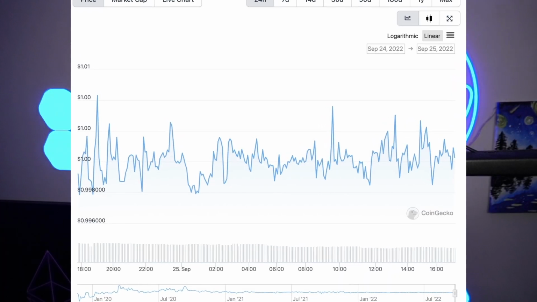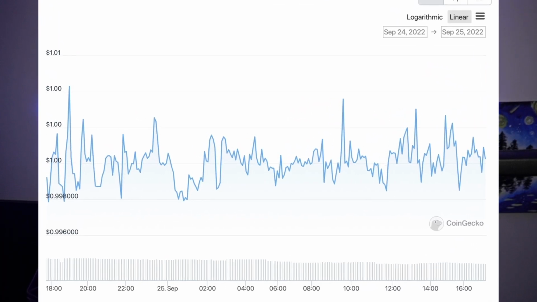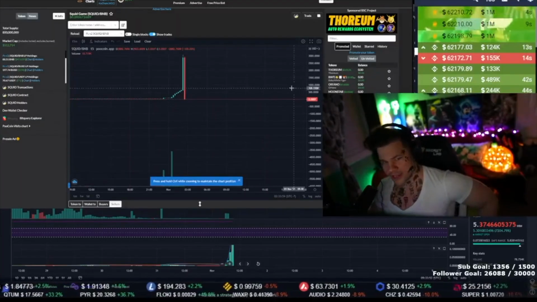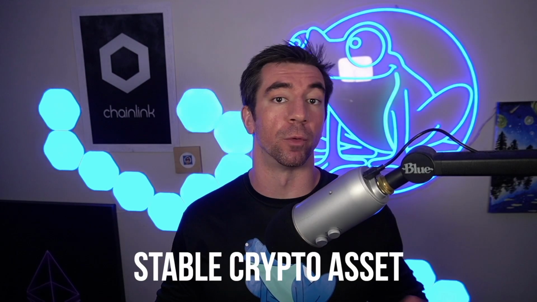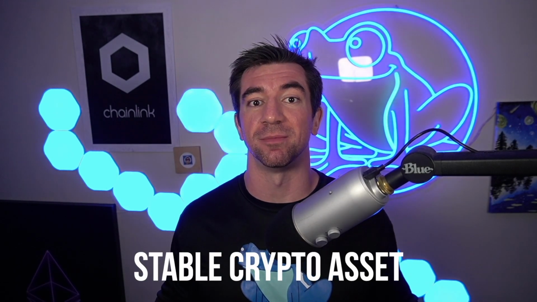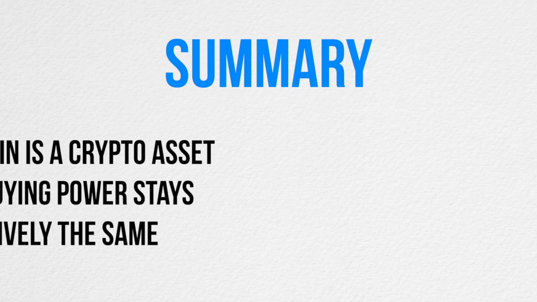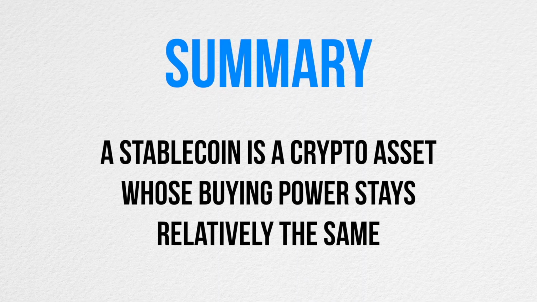This is what we mean by buying power. An asset whose price fluctuates rapidly all the time is a poor example of stable buying power. Oh, it went to zero! Yeah! This, for example, would not be a stable asset. Now, a stable crypto asset is just a stable asset that's a cryptocurrency. Most cryptocurrencies, by nature, aren't stable, but we will give examples of stablecoins. So summary here, a stablecoin is a crypto asset whose buying power stays relatively the same. And if that's all you take from this video, perfect, great.